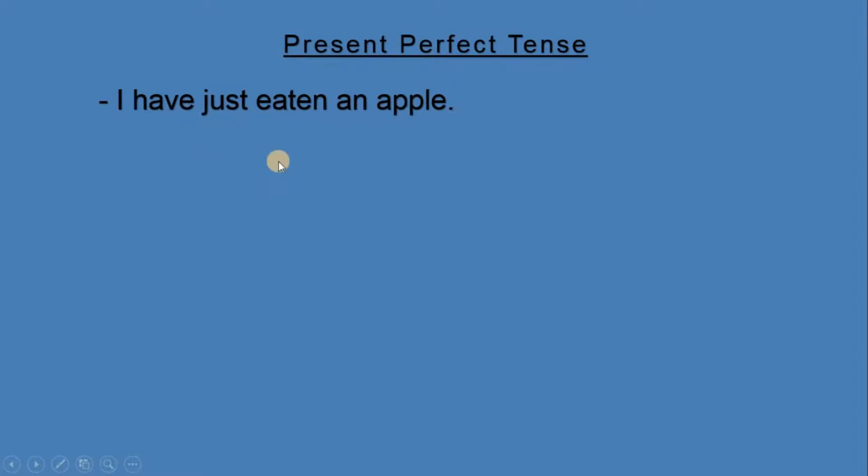Also, we use the present perfect tense to talk about things that happened and finished in the past, but the results of them are now.